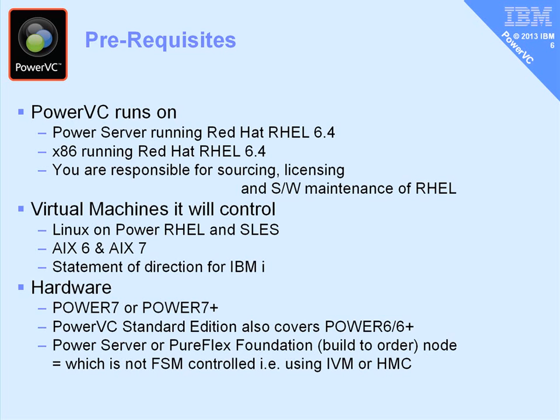The hardware will support Power 7 or 7 Plus, or the new secret one that we'll get in the future. If you get the standard edition of PowerVC instead of the Express, it also then covers the Power 6 and 6 Plus processors. We can also run this on the regular Power servers or the PureFlex Foundation build-to-order nodes. Those are the ones that won't be controlled by an FSM, and they'll be using IVM or HMC for control.